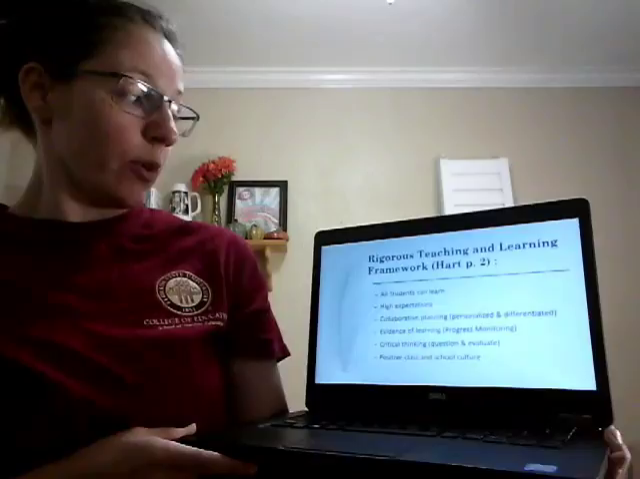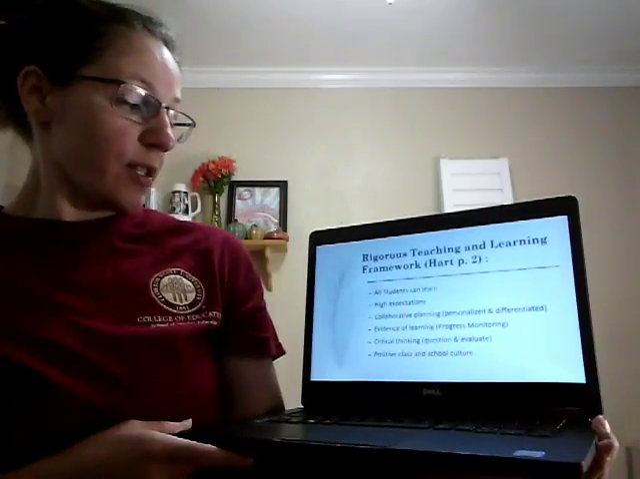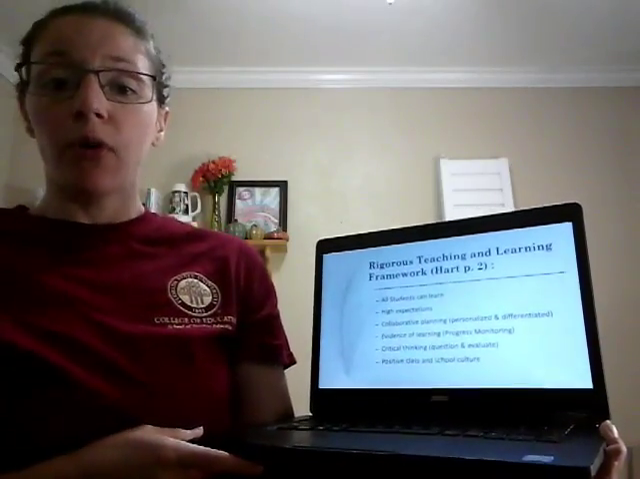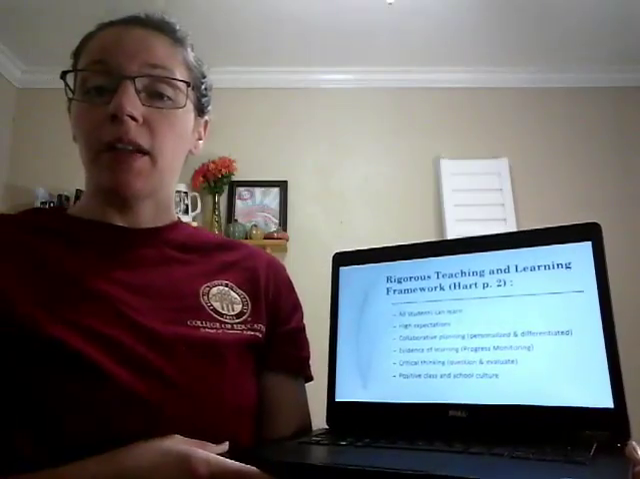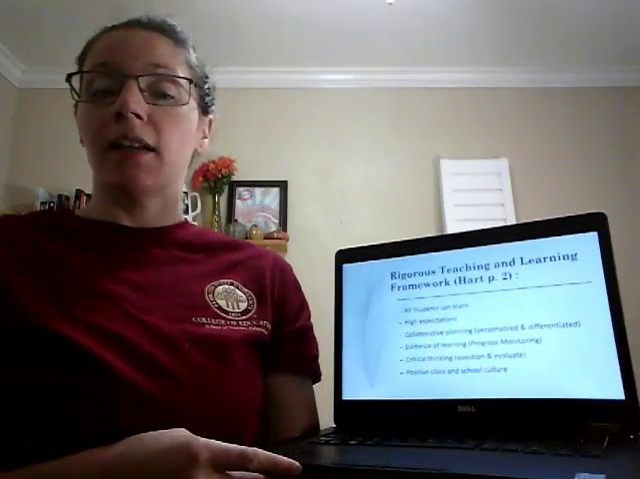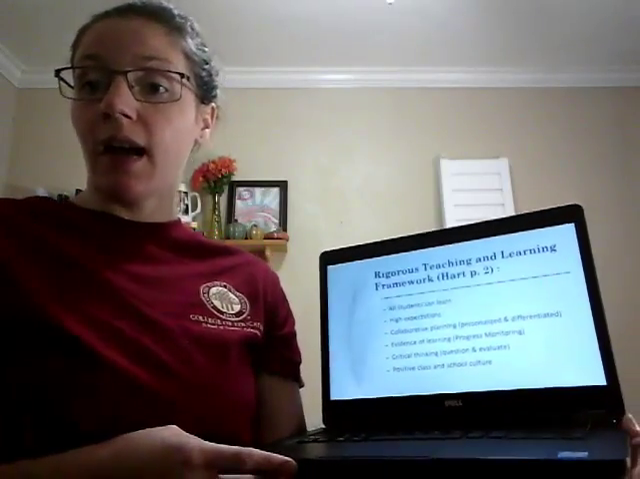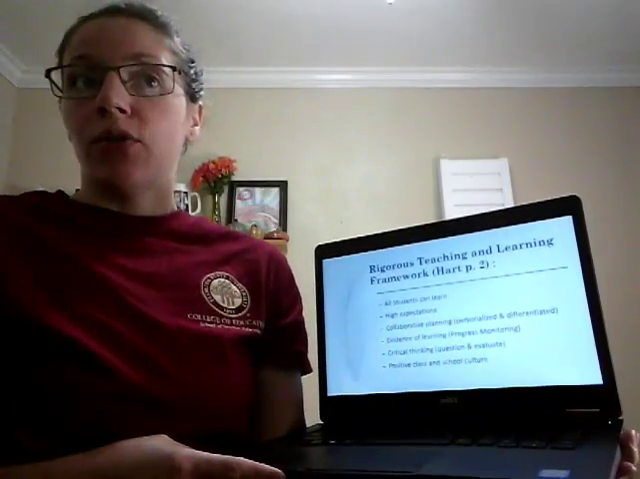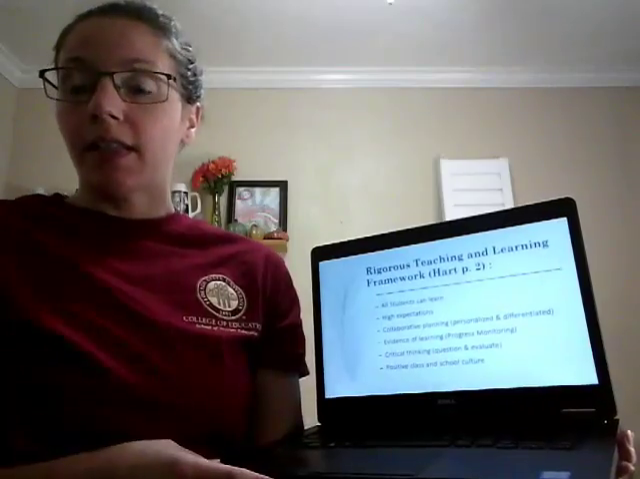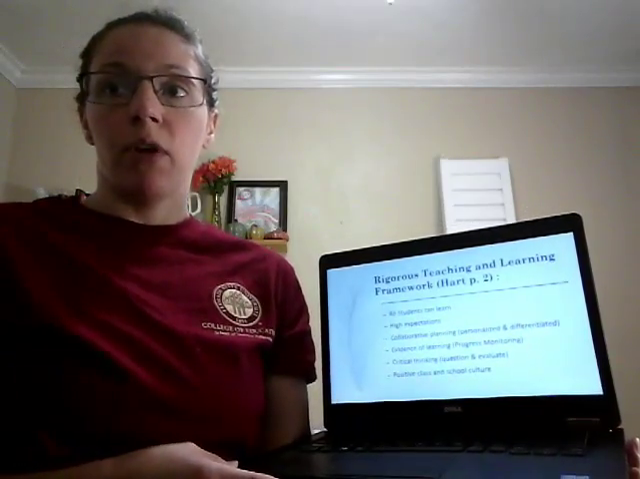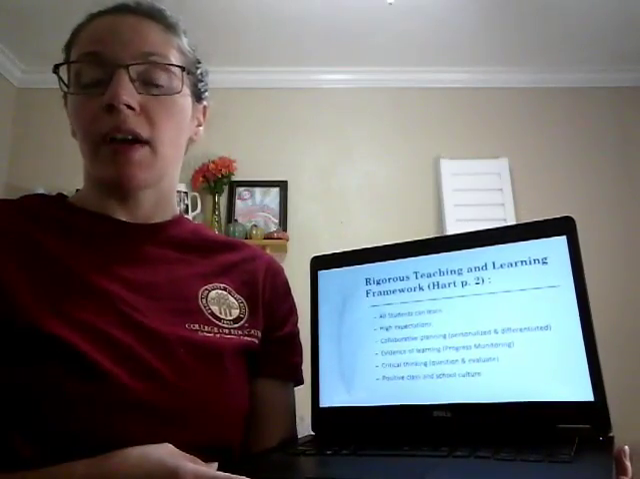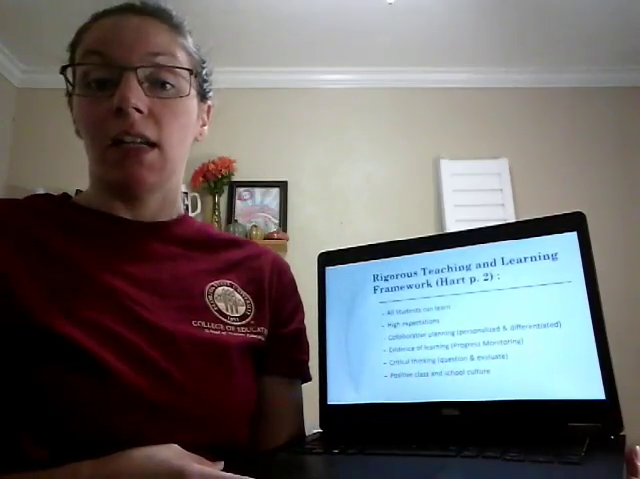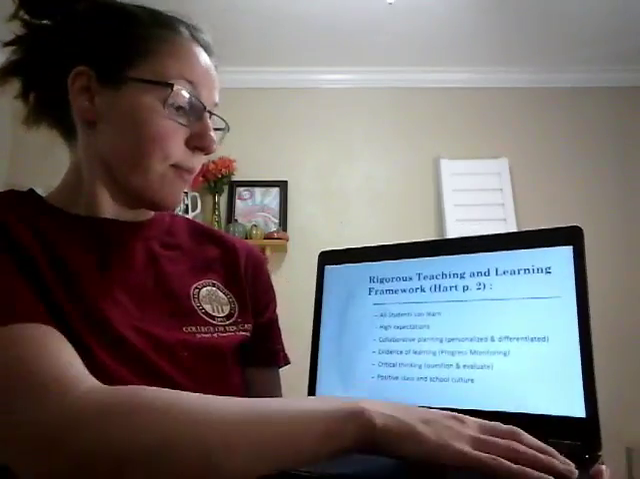And then the last one that Hart brings up is positive class and school culture. One of the ways that I do that at the beginning of the school year is I take a silent survey with students and I have them give me a list of things that they do or don't have experience in. For example, one of them is after school activities if they're involved in that. And then I do a listing of those things.